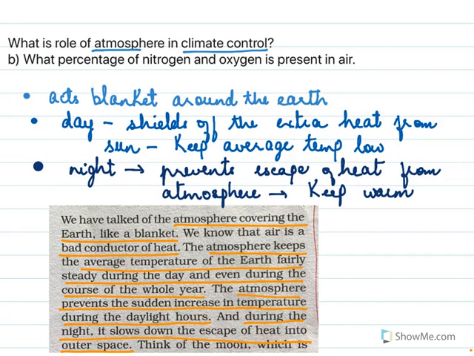What is the percentage of nitrogen and oxygen? Now, nitrogen is about 78% and oxygen is around 21% of the atmosphere.